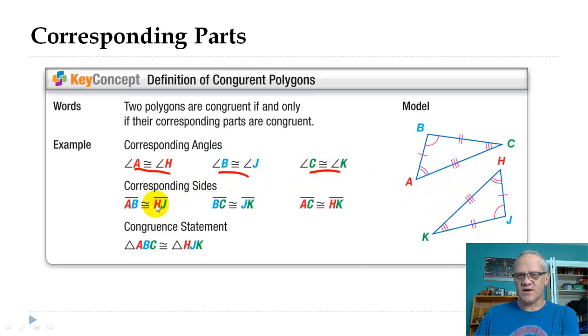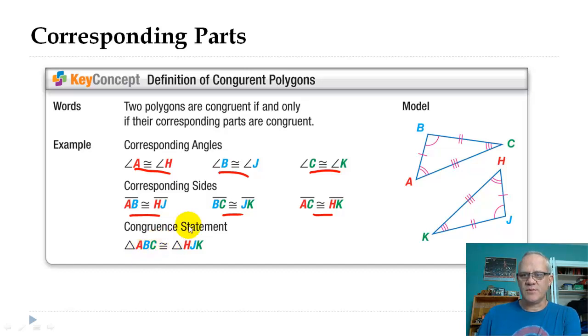But then also all the sides. Side AB has 1 mark, HJ has 1 mark, and so those are congruent to each other. BC has 2, JK has 2, so those are congruent, and then AC has 3, and HK has 3, and so those are congruent. So in congruent triangles specifically, you're going to list out all the angles that are congruent to each other, all the sides that are congruent to each other, and then you're going to write a congruence statement. In the congruence statement, it has to be in the right order.